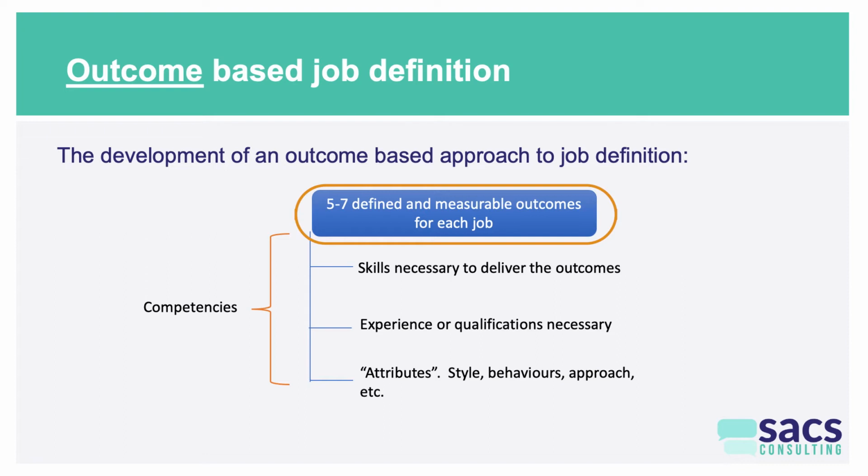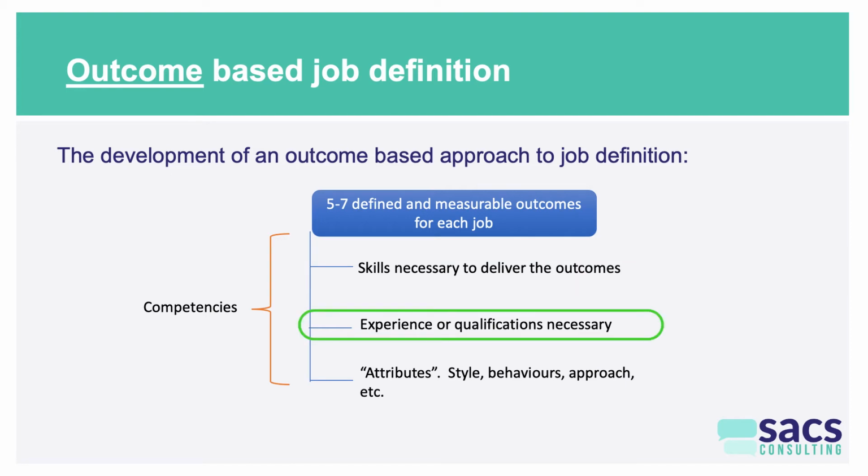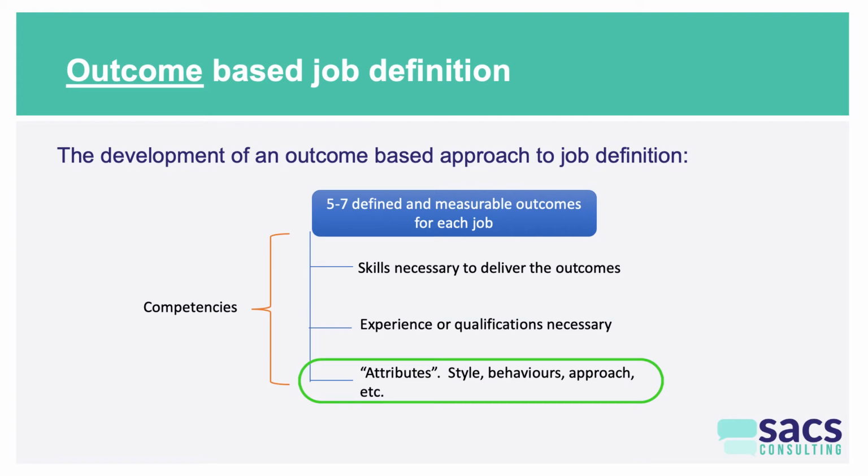Once you've defined those 5 to 7 defined and measurable outcomes for each job, and we use the term real world outcomes just to differentiate this from KPIs or key result areas, of which there are often many, then you need to identify the skills necessary to deliver the outcomes, the experience or qualifications necessary, and the attributes, the style, behaviours, approach. So that's a really simple competency model. To achieve these outcomes, you need to have certain skills, certain experience, and certain attributes. Now, if you have those things, then that will allow you to achieve the goals that are necessary.